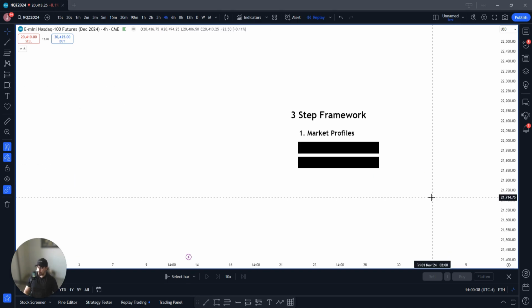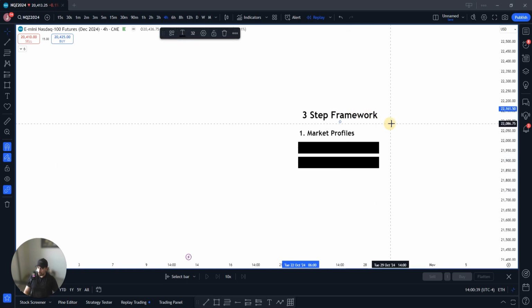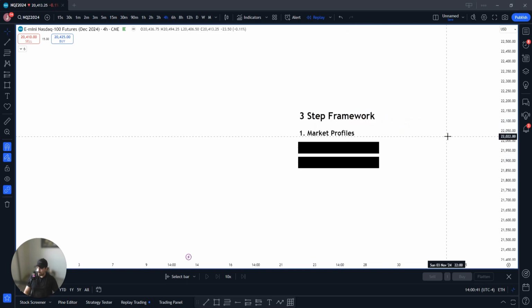All right, so the second step to this 3-step framework, now that you guys know what market profiles are, how you use them, and how you approach the market using market profiles, after I just explained it for the last 40 minutes and showed you guys how I personally do it and what I look for every single day, this is how I actually trade.